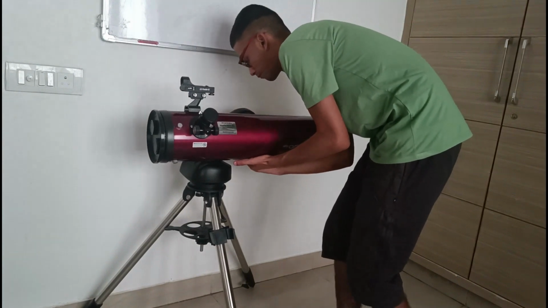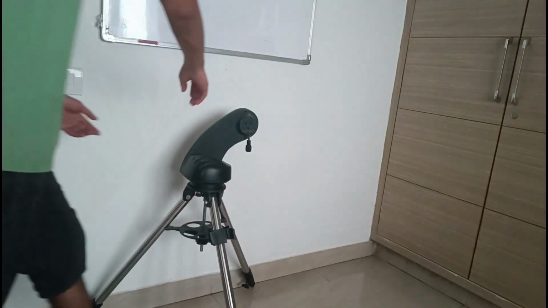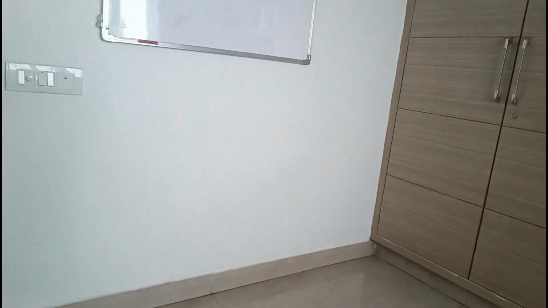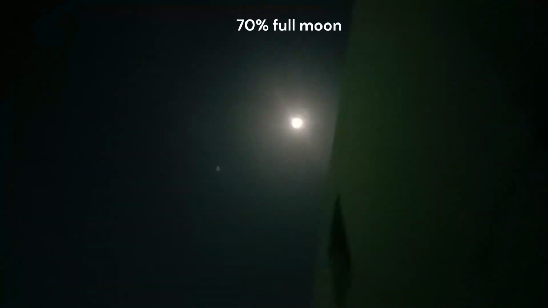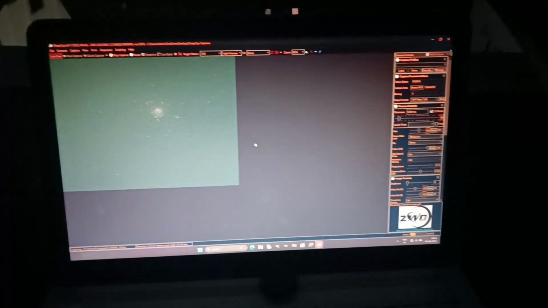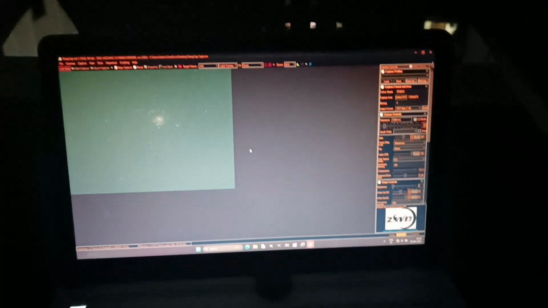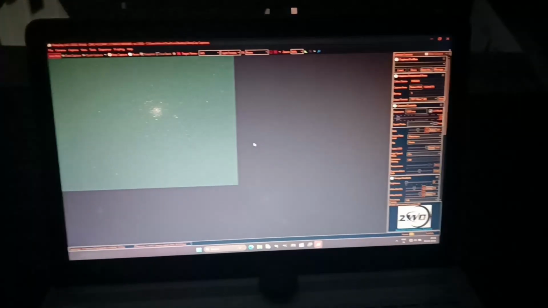So now it's finally time for me to go out and observe this mighty globular cluster, Messier 5. We have a clear night with a 70% illuminated moon, which is not a big problem at all because we are photographing a globular cluster, which is a bright object. So here we go. This is what it looks like so far. It looks incredible just with a single 1-second exposure, and I look forward to processing lots of frames.